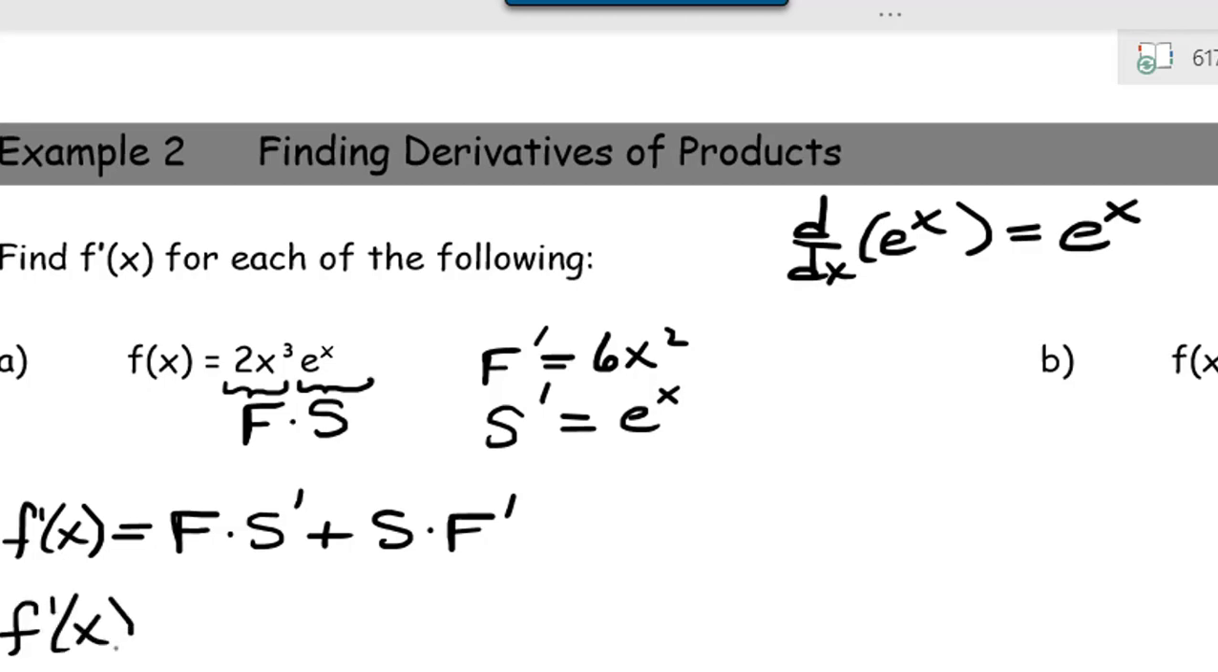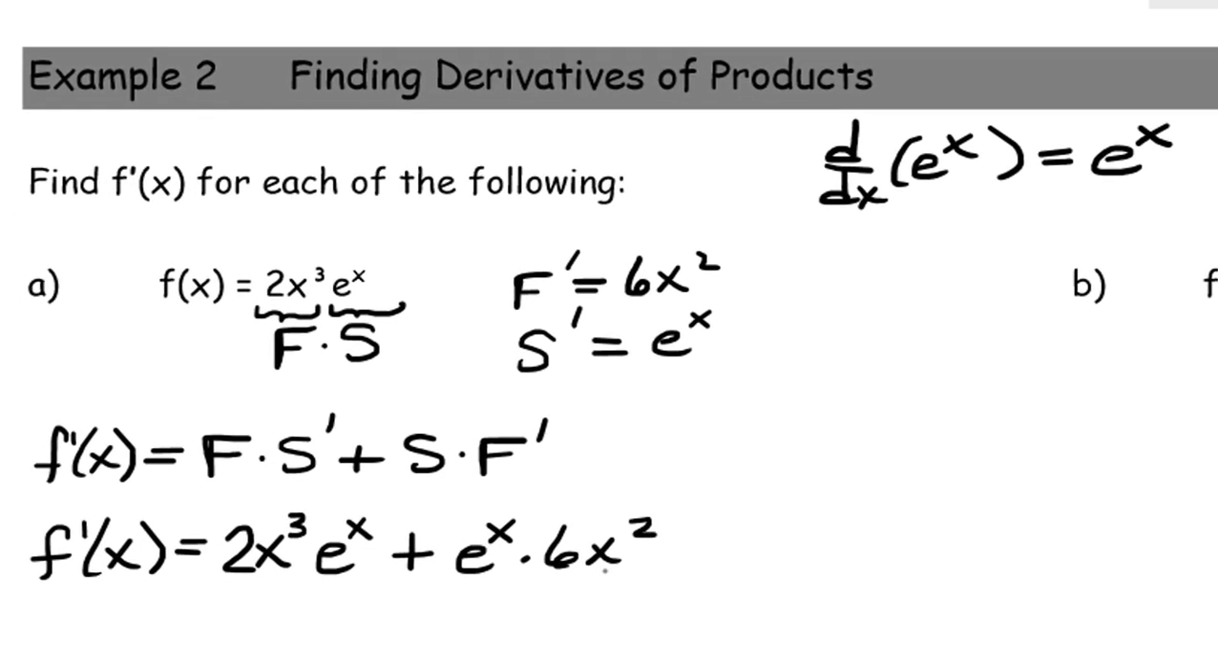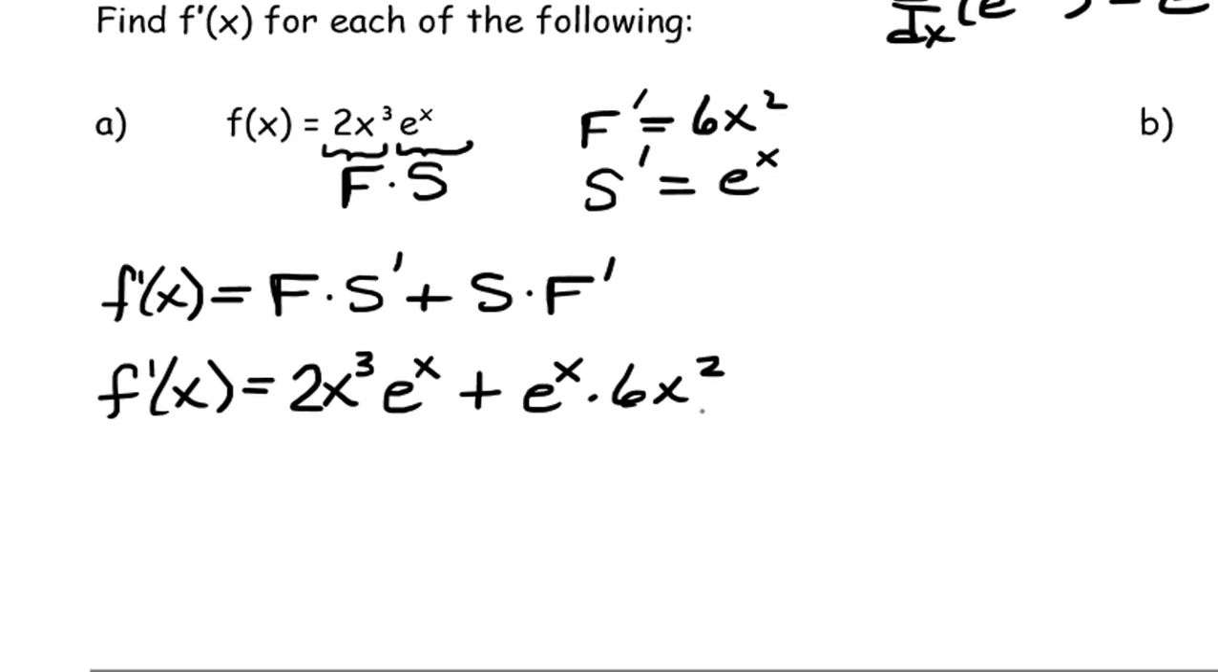So f prime of x is going to be the first function, which was 2x cubed, times the derivative of the second, which was e to the x, plus a second function, which is e to the x, times the derivative of the first, which is 6x squared. But we're not done yet. That is the derivative, but it's not in the form we usually leave it in.